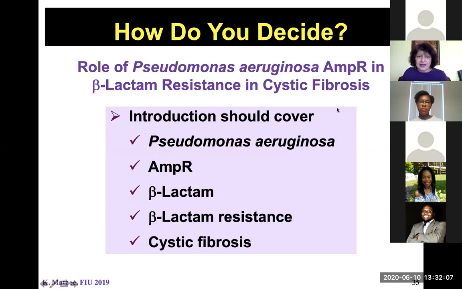Umpire, what the hell is that? Okay, I'm going to have a slide on umpire. Beta-lactam, what is that? So I'm going to have a slide on beta-lactam. Beta-lactam resistance. Okay, I'm going to have one slide on beta-lactam resistance. In cystic fibrosis, oh wow, I need a slide on cystic fibrosis, but somehow connecting them, Pseudomonas and cystic fibrosis. So once you have a very clear title, you can decide what your introduction is going to be.